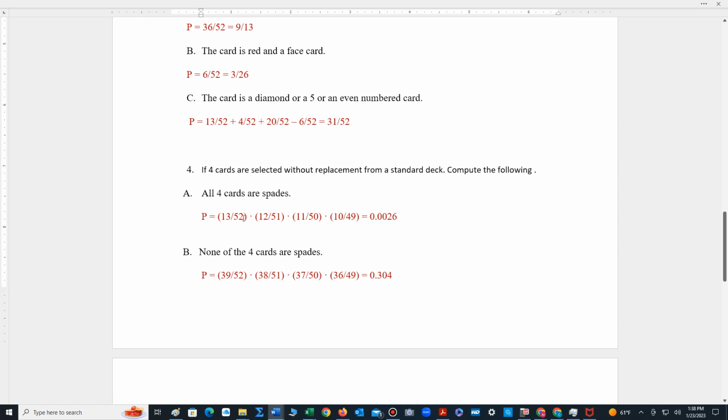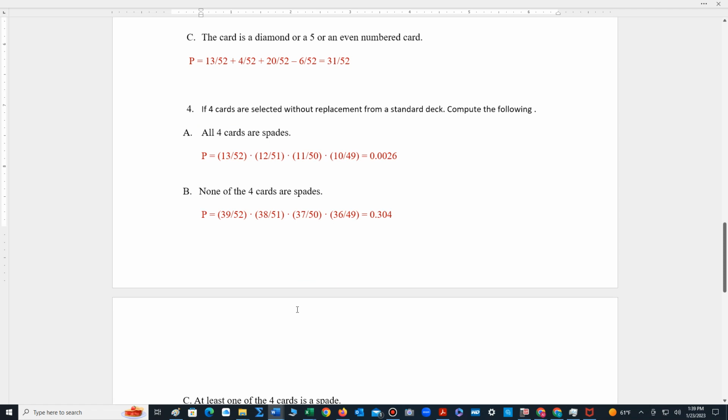So we have 13 out of 52. That's our first card, times. Now we select a second card, but whatever card we selected here, we cannot select again, right? Because it's been removed. We're selecting them without replacement. So now we only have 12 cards left to choose from out of 51. And then whatever card we select here, we cannot use again. So now it's 11 out of 50. And then finally, for the last card, 10 out of 49. That's going to reduce to, or in this case, we'll just make it a decimal. I think the calculator will automatically do so, 0.0026.